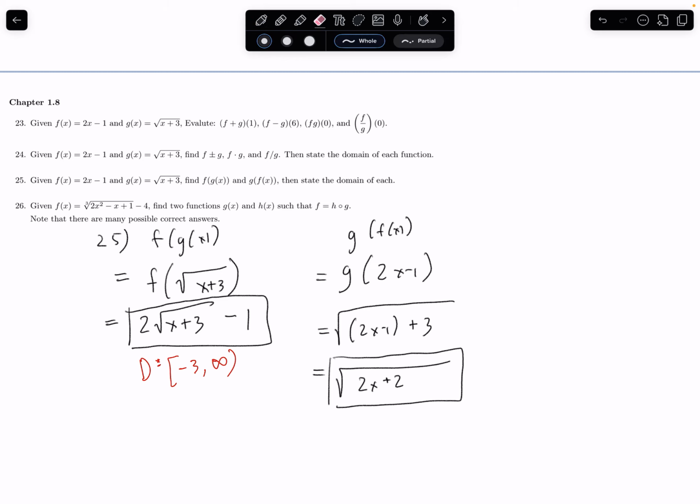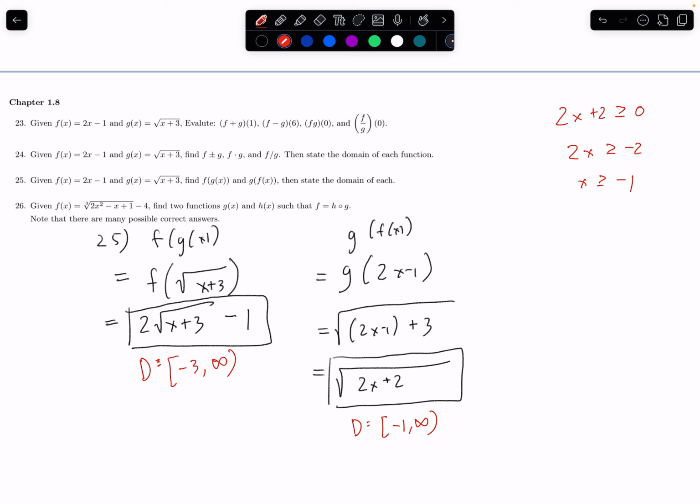Okay, what about this one? Same issue: the thing that could go wrong is if the inside of the square root is negative. So let's do some side work. We want to make sure that 2x plus 2 is bigger than or equal to 0. So 2x is bigger than or equal to negative 2, or x is greater than or equal to negative 1. So that's our domain too: x is bigger than or equal to negative 1.